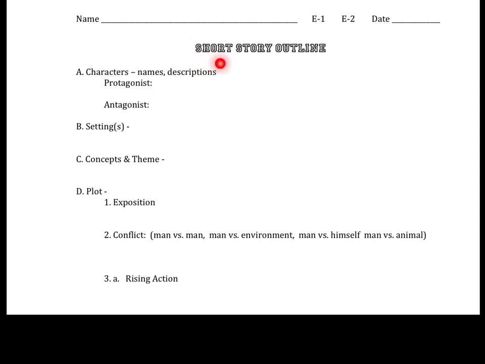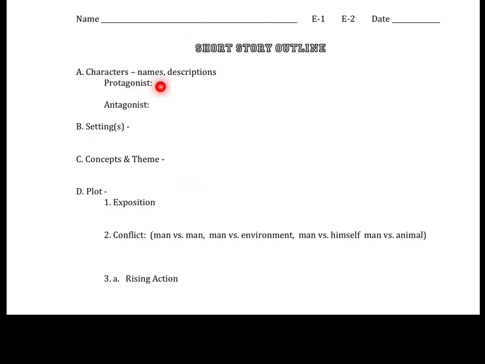So, take out your short story outline. We began talking about this in class. Maybe you started writing down some things, but if not, now's the time to do it. Focus on the concepts, the theme. What do you want to teach? What do you want the kids to learn? Is there going to be a moral or a lesson? There should be. So maybe start there.